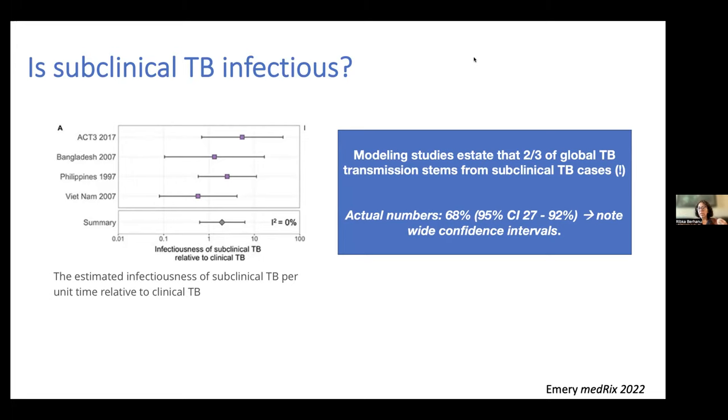The reason for that is that people potentially exist in that state for longer than they do in a clinical state, because once they feel unwell, they seek out diagnosis and treatment. And once a person is on treatment, they rapidly become non-infectious, whereas people may remain in the subclinical TB state for months. We'll talk a little bit about that in a second. Based on modeling studies, it looks like subclinical TB is actually much more important in terms of global TB transmission than clinical TB, and a very important target for intervention.